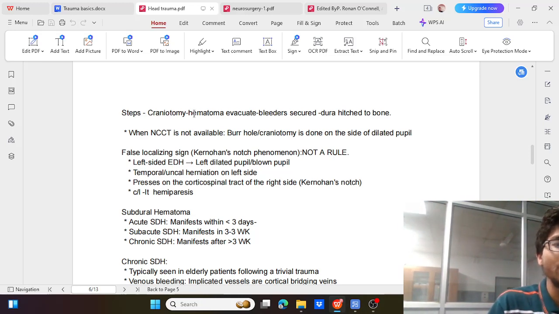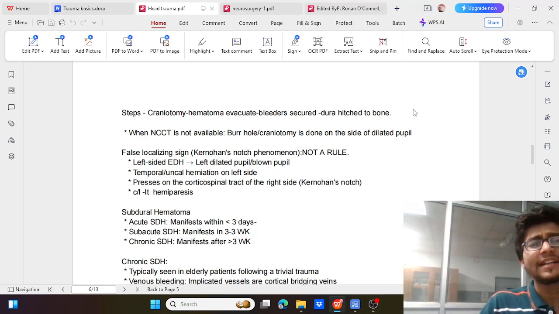So Gigli saws were used earlier before the invention of these drillers. So we do burr holes, we connect the burr holes, we remove part of the skull, not the whole skull. Then we evacuate the hematoma, that is collected blood, we remove that. We secure the bleeders. If there is any bleeding, we secure that bleeding. So once the bleeding is controlled, we secure the dura to the bone. So dura is hitched to the bone, and then we again close the bone.